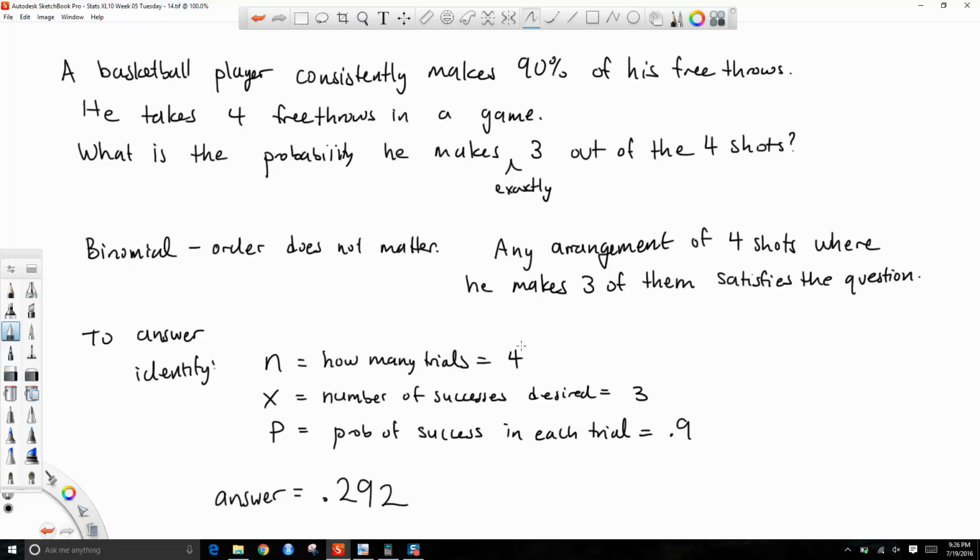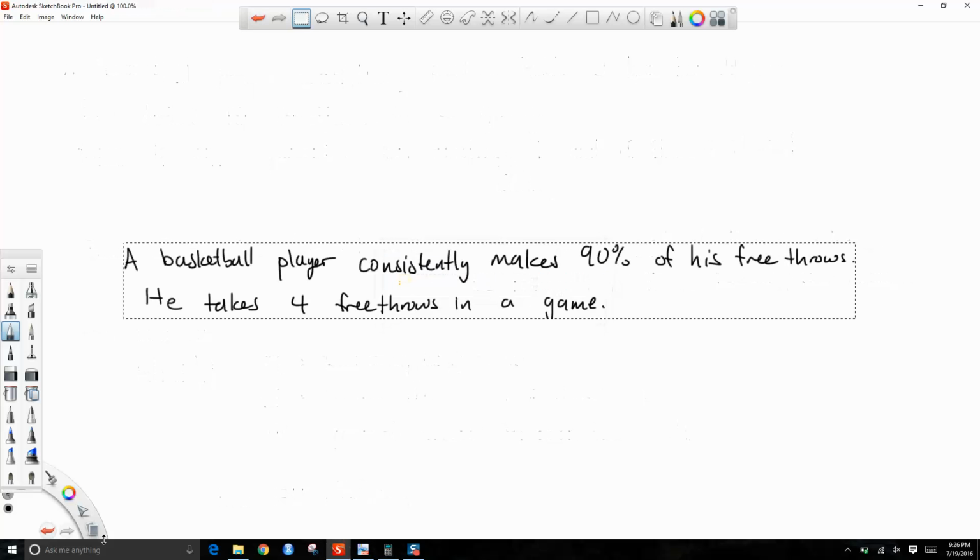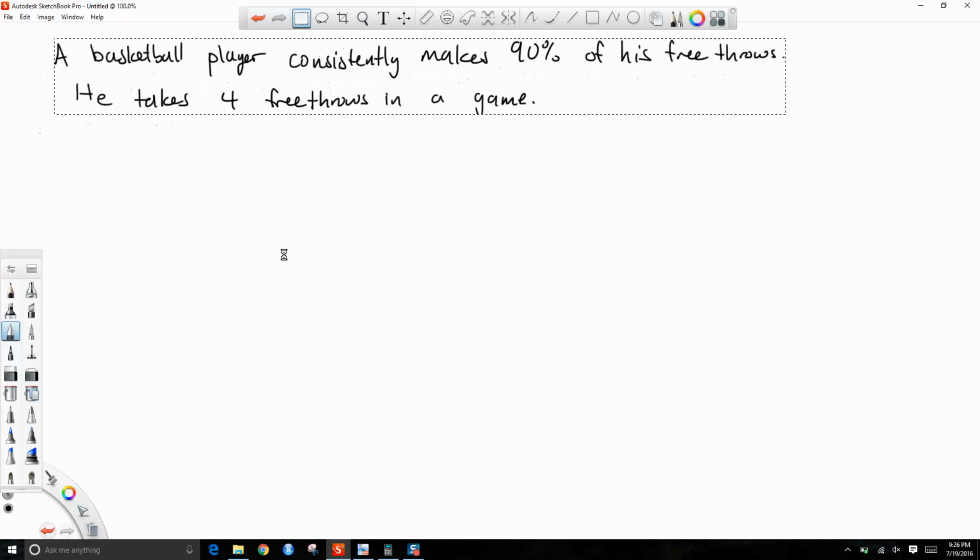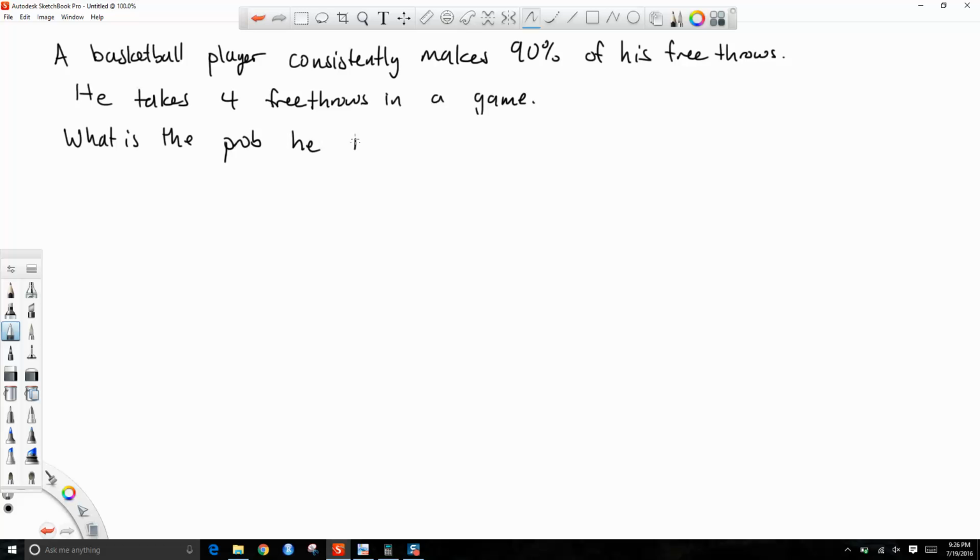Okay, so we can have a similar sounding problem, and I'm just going to change it. We start off the same here, but instead of asking what's the probability he makes exactly 3 out of the 4 shots, so I've got a basketball player who consistently makes 90% of his free throws. He takes 4 free throws in a game. We're going to say, what is the probability he makes the first 3 shots and misses the last one?